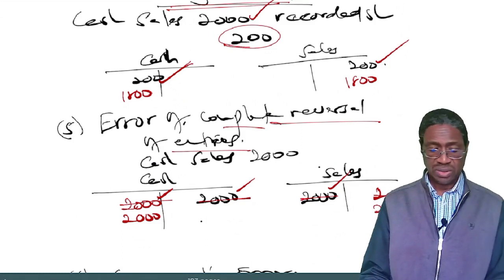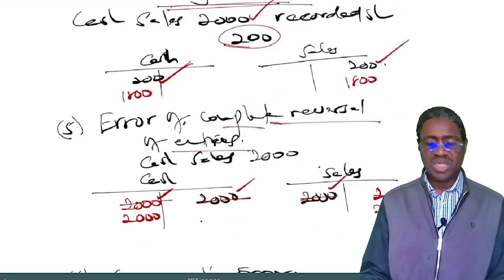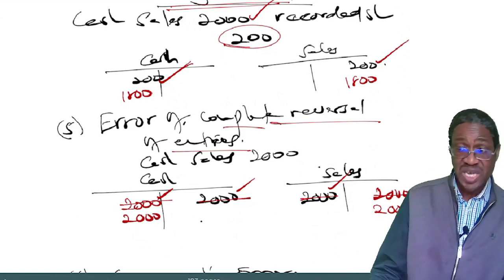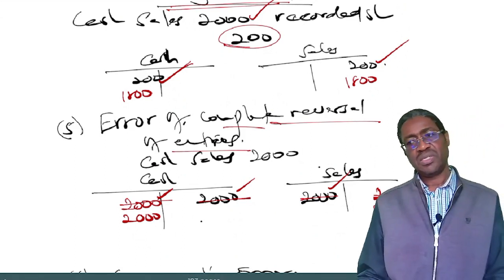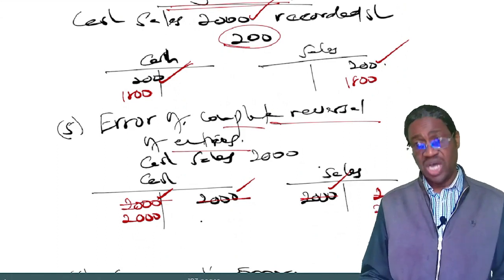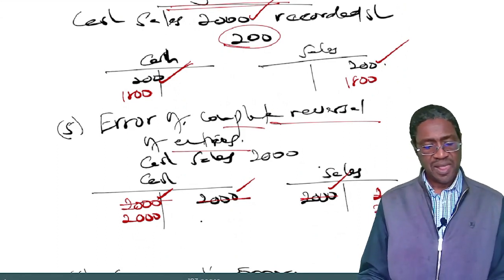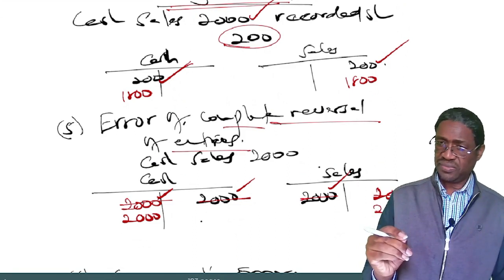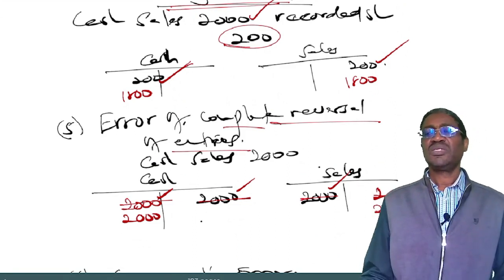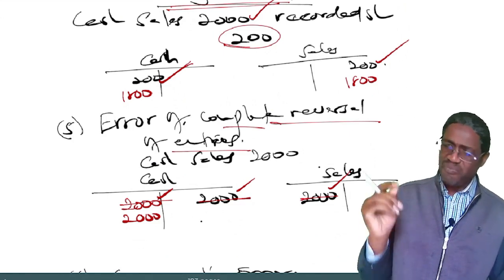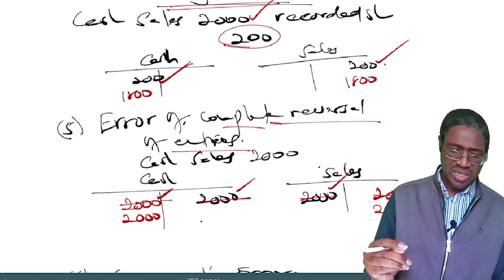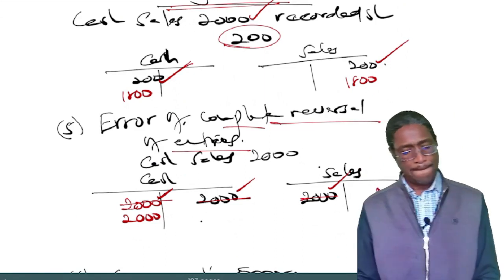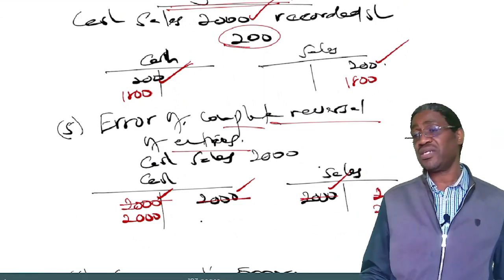This occurs where an account that should have been debited is credited, and an account that should have been credited is debited.